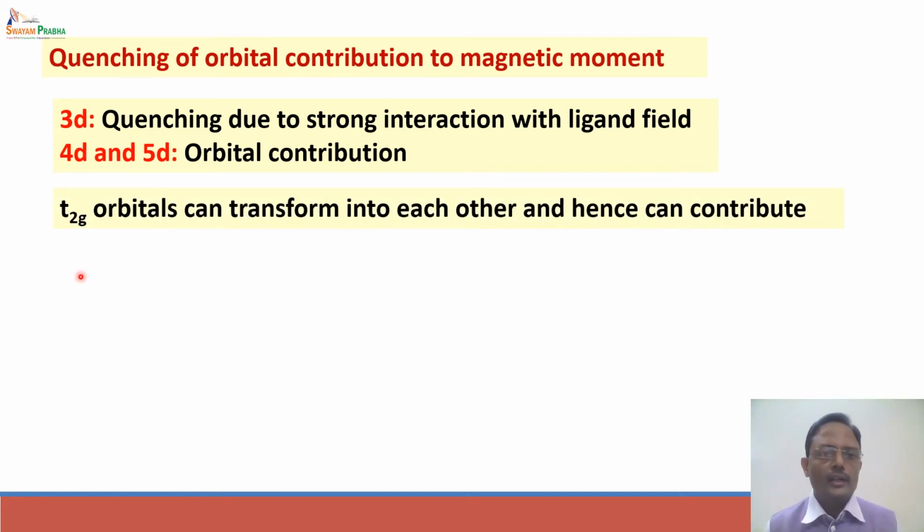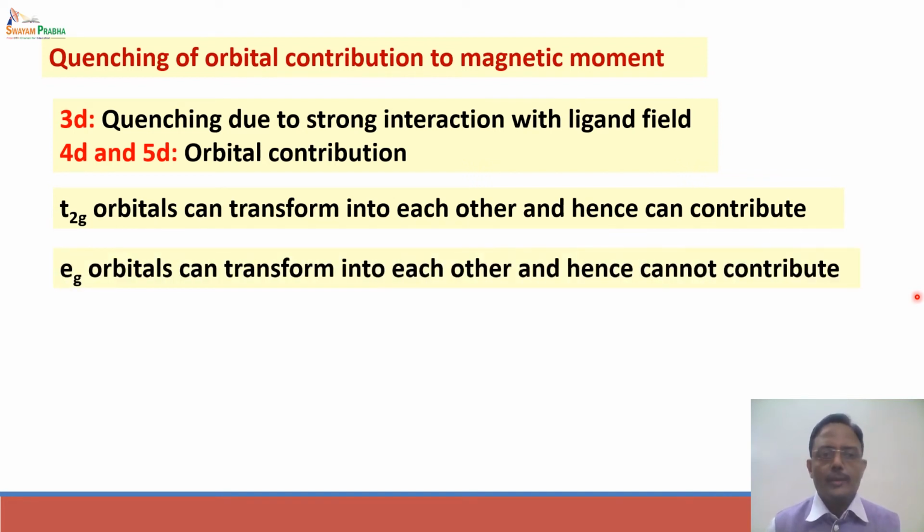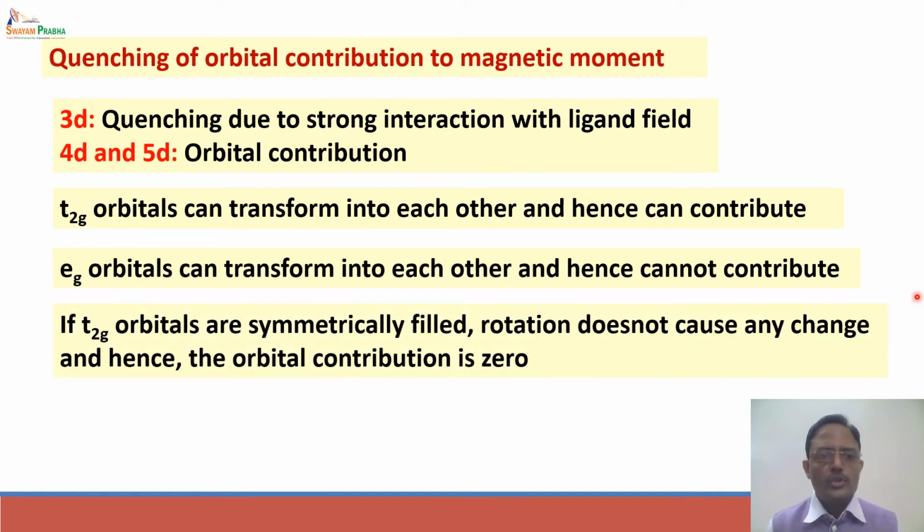Now we know that t2g orbitals can transform into one another and hence can contribute to the magnetic moment, while eg orbitals cannot transform into each other and hence they cannot contribute to the magnetic moment. And if t2g orbitals are symmetrically filled, the rotation does not cause any change and hence the orbital contribution is zero. We will try to understand these three points in detail, taking the example of t2g and eg orbitals.